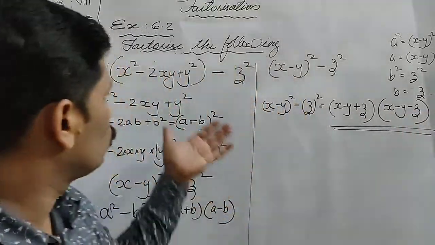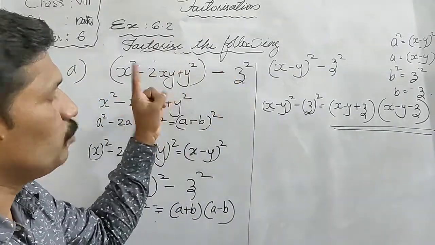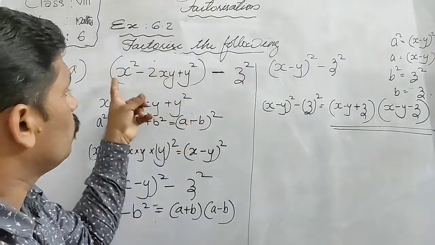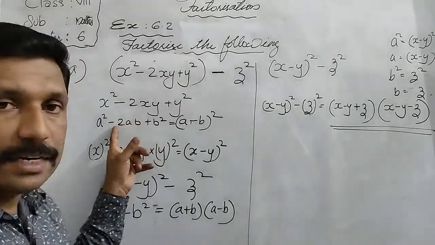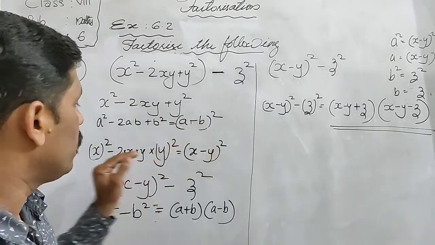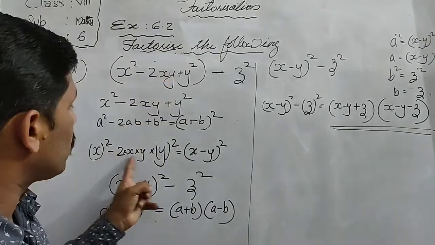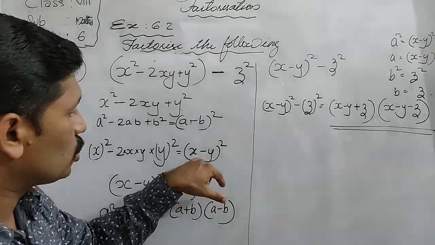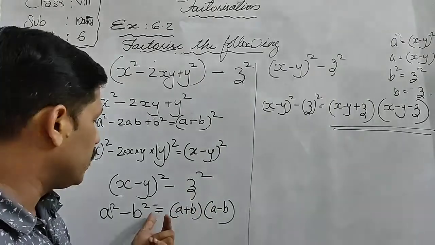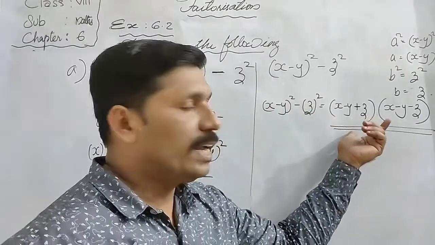I think students you understood this, because here one trinomial is given and one monomial is given. We have to change this into the form of a square minus b square. In order to do that, this trinomial we factorize using the identity a square minus 2ab plus b square is equal to (a minus b) all square. Then finally we got (x minus y) all square. Then (x minus y) all square minus z square, that we factorize using a square minus b square is equal to (a plus b) into (a minus b), and finally we reached the answer.